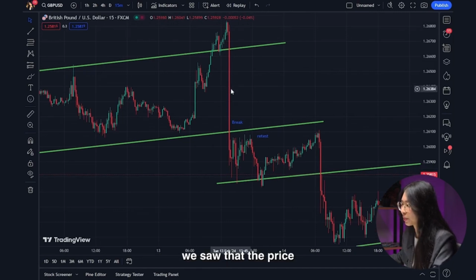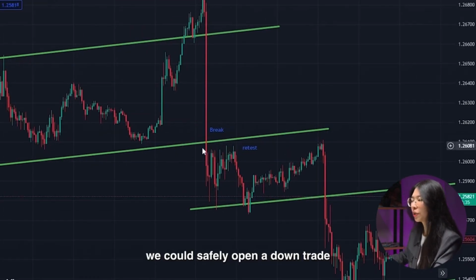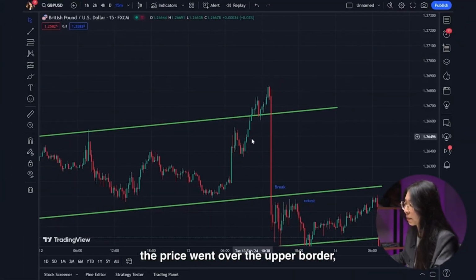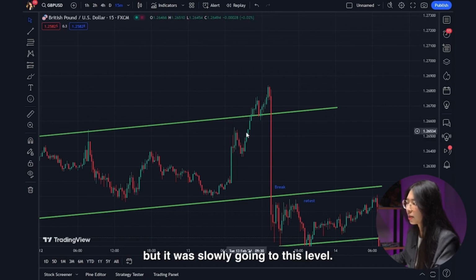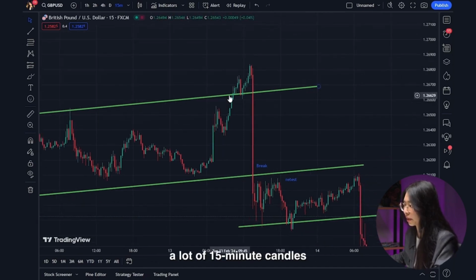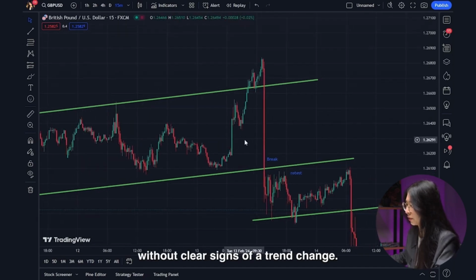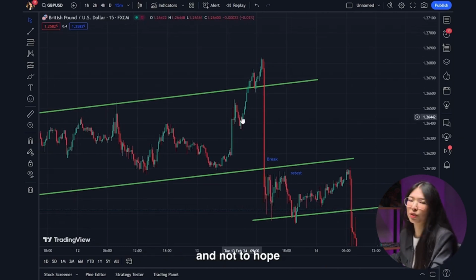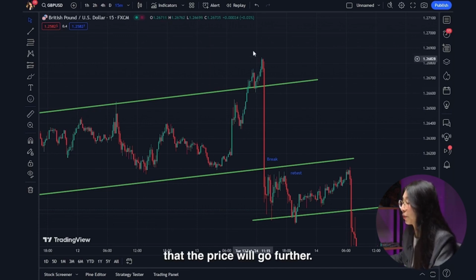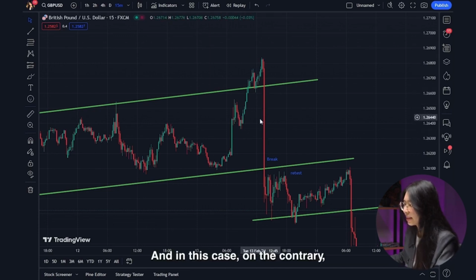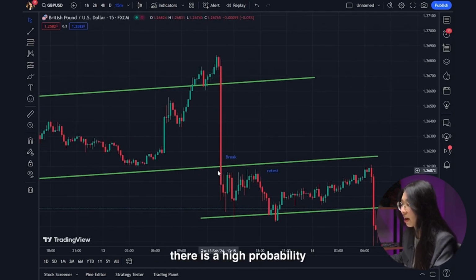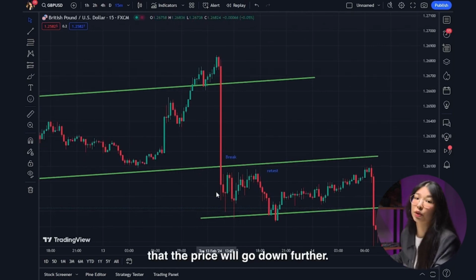At this point we saw that the price went sharply downward, and at this point we could safely open a down trade and take a profit. At this point we can see that the price went over the upper border, but it was slowly going to this level, and here we have seen a lot of 15-minute candles without clear signs of a trend change. And in this case, it is better not to take risk and not to hope that the price will go further. In this case, on the contrary, the price went down sharply. In this case, there is a high probability that the price will go down further.